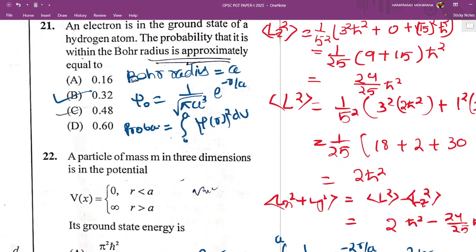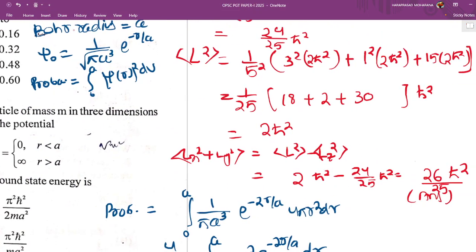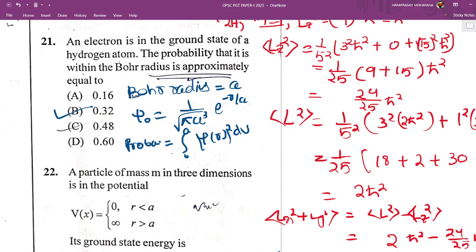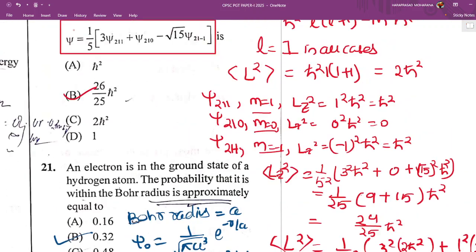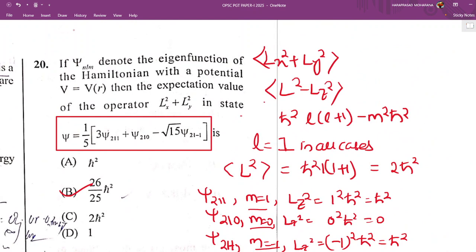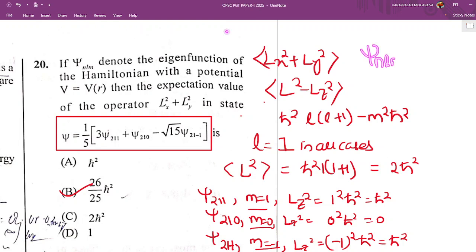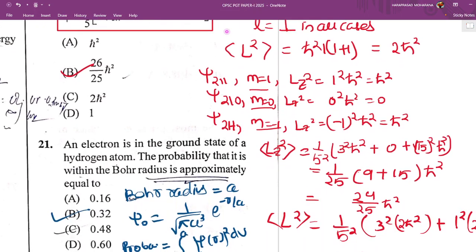I hope this is clear to you all, guys. I made a small mistake there because in place of L I put 2, but it will be 1, because as you can see we have the psi NLM structure, so if I put psi NLM you can compare it. N is equal to 2 in all the cases, L is equal to 1 in all the cases, and M is different in the 3 states: 1, 0 and minus 1. Okay, I think this question is clear to all of you guys.